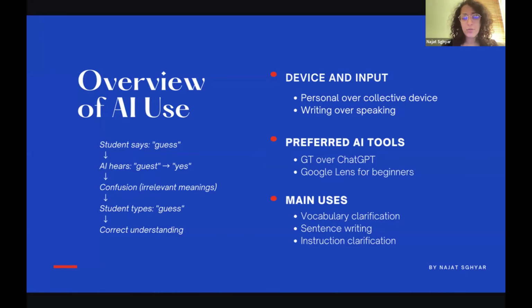Now, which tools did they prefer? Google Translate was definitely better than ChatGPT, mainly because it is specifically made for translation, while ChatGPT is more general. And a lot of students used Google Lens to take pictures, mostly beginners, when the teacher wrote something on the board and they needed a full translation. And they use it mainly for vocabulary clarification, for sentence writing, and instruction clarification as well.